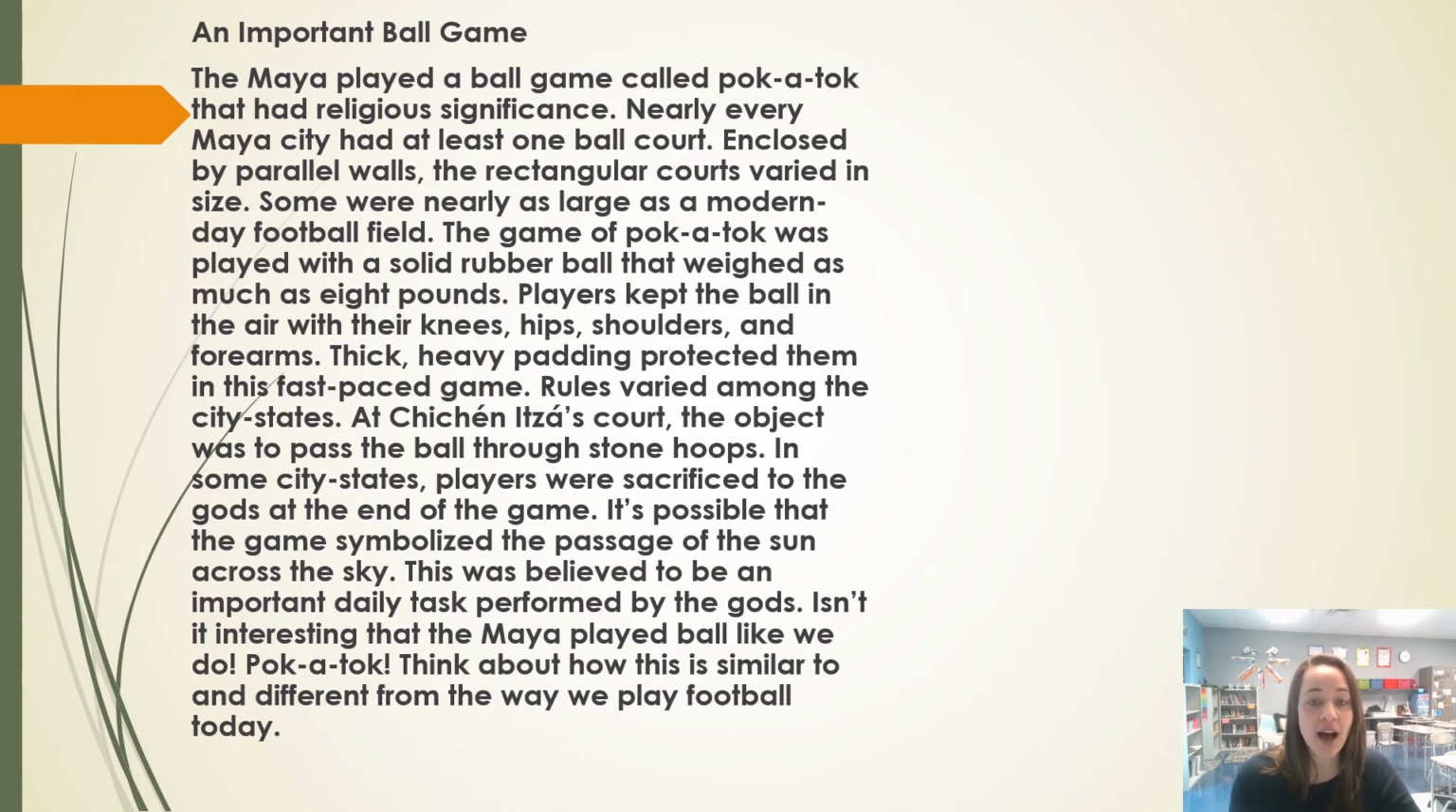The game of Aquatic was played with a solid rubber ball that weighed as much as 8 pounds. Players kept the ball in the air with their knees, hips, shoulders, and forearms. Thick, heavy padding protected them in this fast-paced game. Rules varied among the city-states. At Chichen Itza's court, the object was to pass the ball through the stone hoops. In some city-states, players were sacrificed to the gods at the end of the game.